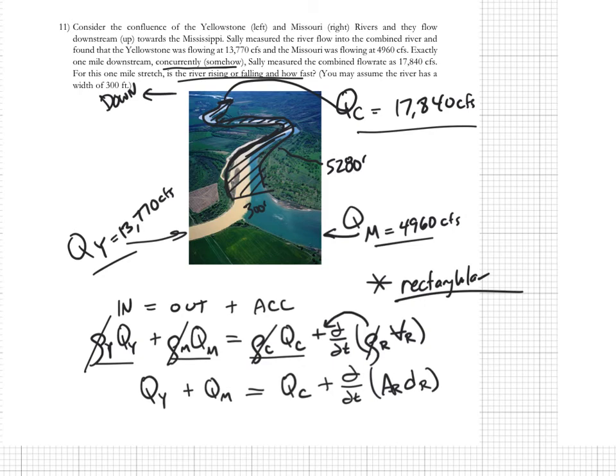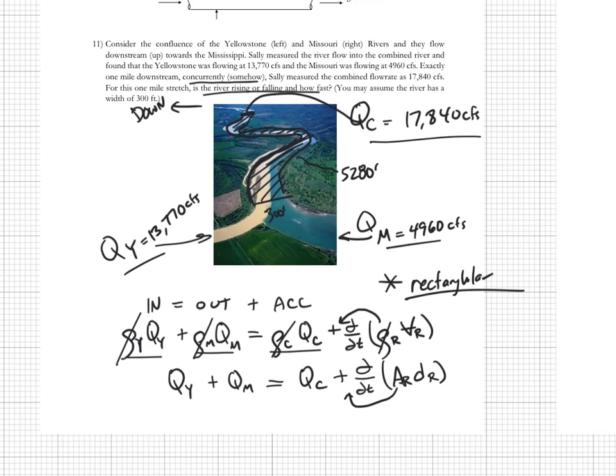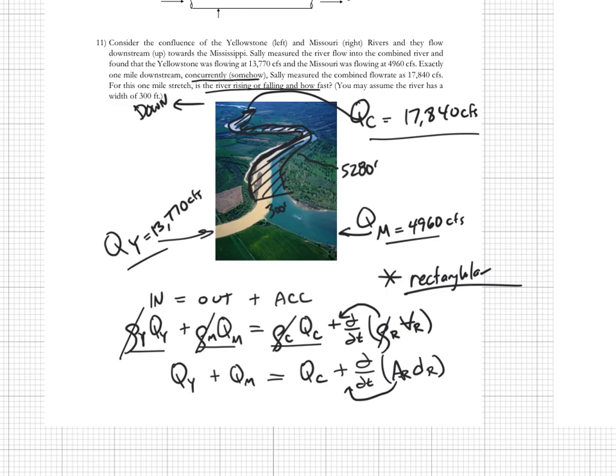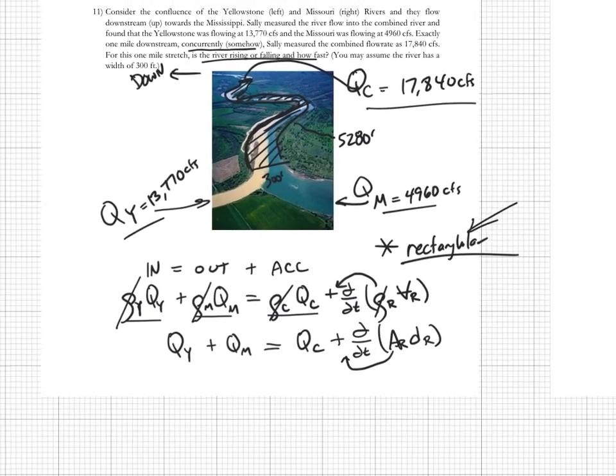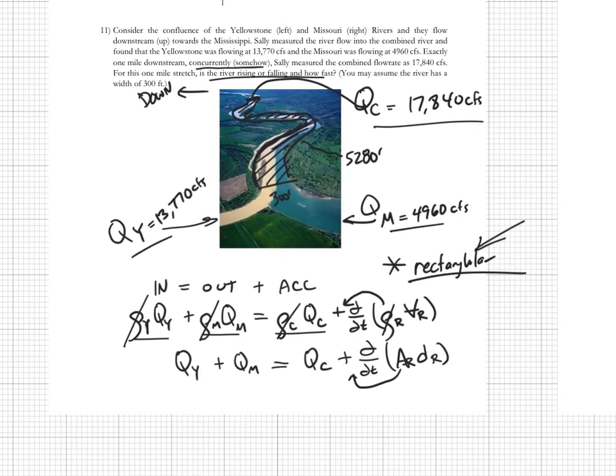We should note that the area can be pulled out because it's not a function of time. Actually, technically it is. In a real river, as the river rises, usually the area increases some small amount. But in this case, we assumed it was rectangular, so we're going to assume that the banks just continue upwards. So now we just get to plug in numbers, which is pretty cool.